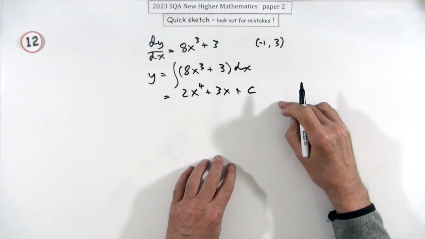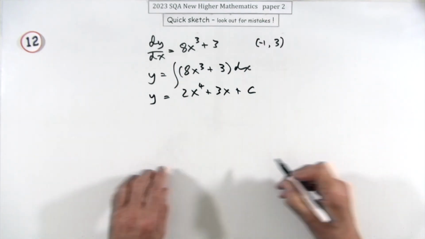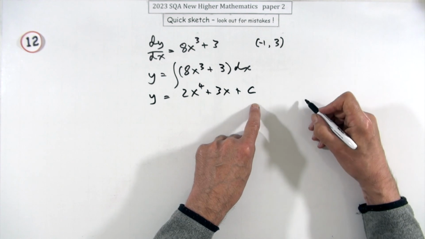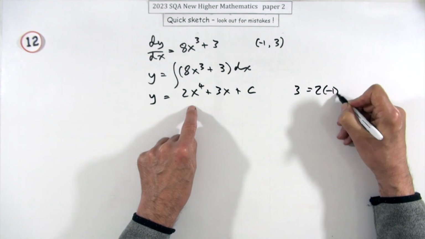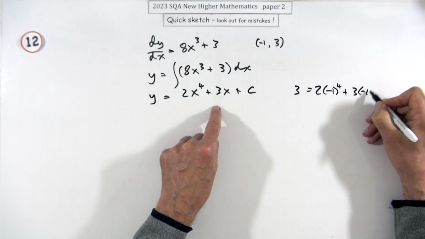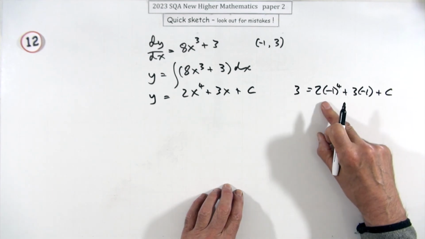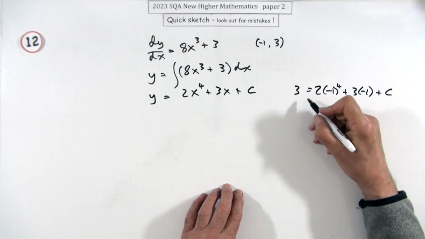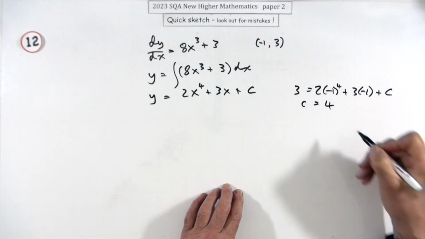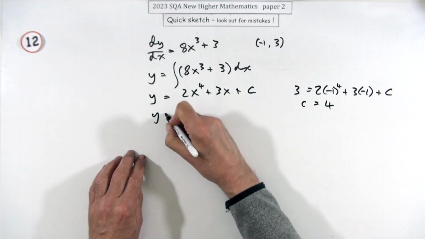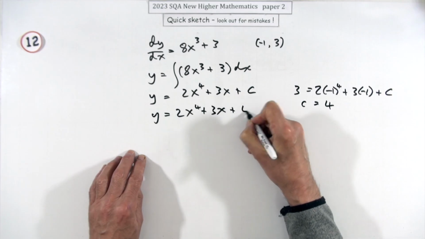That's the bit you'll need this for, because you don't know exactly where this graph was. Well, I'll just do this at the side. Using that information says that when y is 3, x is negative 1. So from that you can find c, because that's just a 2 and that's a minus 3. So taking that across would be 6 taken by 2 is 4. So there you go. Y equals 2x to the 4 plus 3x plus 4.